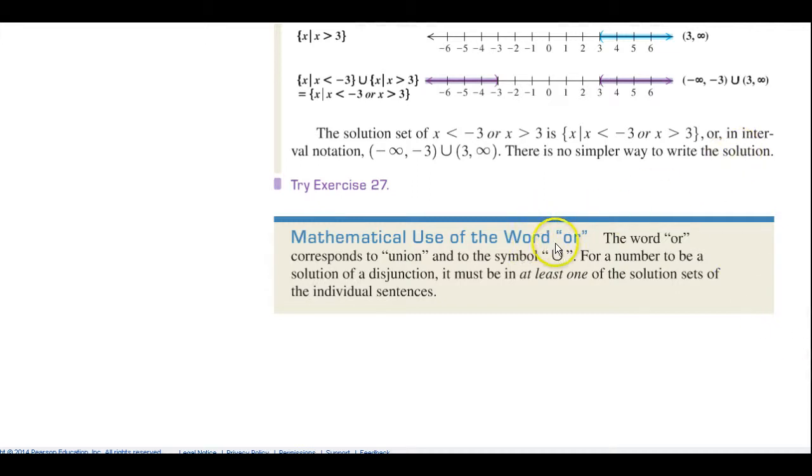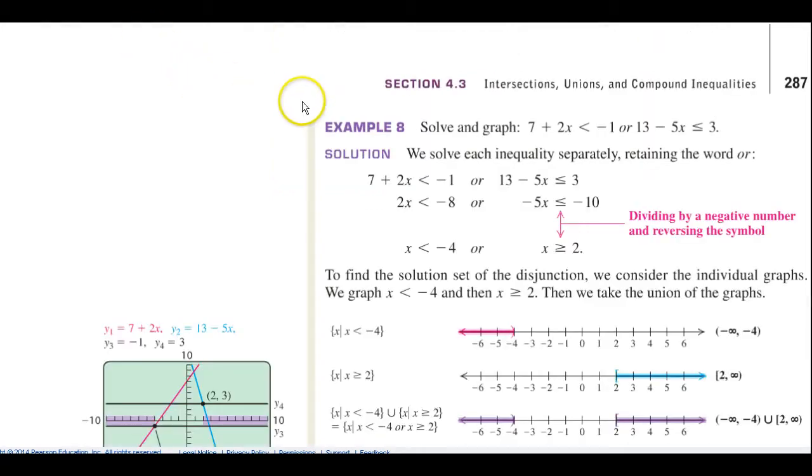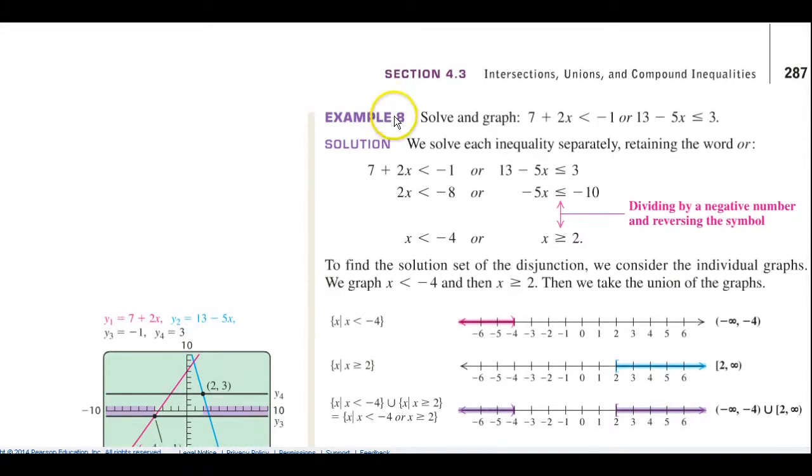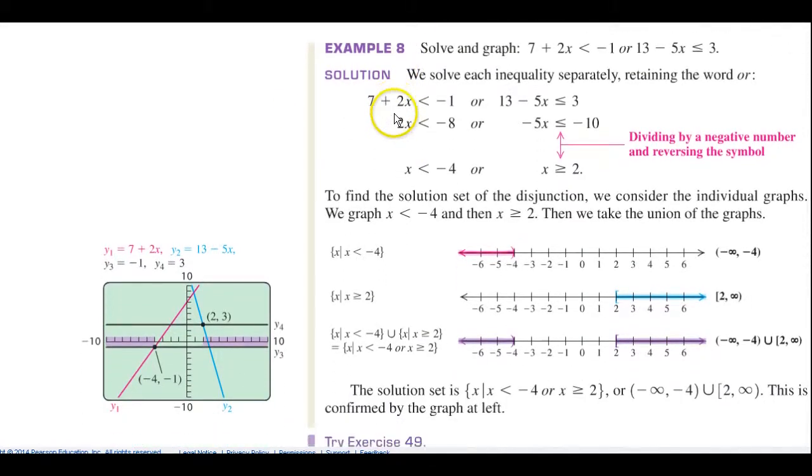And again, they're stressing the idea that the word or in mathematics has a special meaning, that is union, and that's the symbol. And then for a number to be used as solution of a disjunction, it must be at least one of the solution sets of the individual sentences. Not quite sure what they mean by that, but let's go on and maybe they'll show us something. Okay, let's look at example 8.